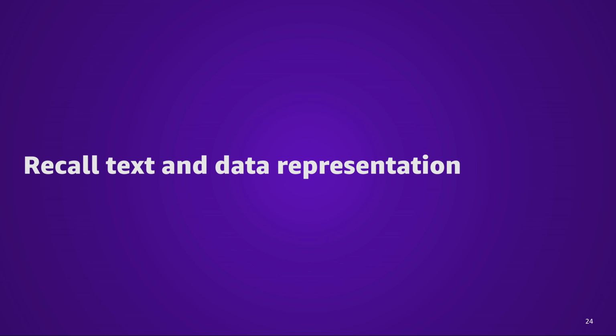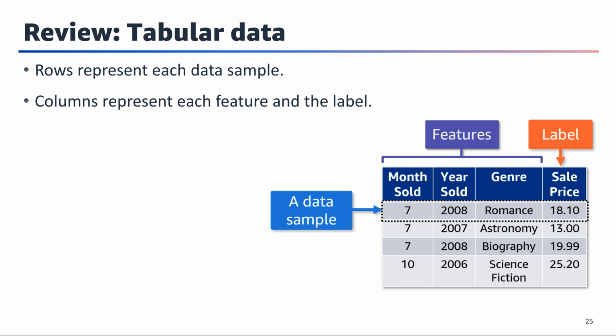Recall that text and data representation refers to the ability of machine learning models to effectively encode and process data in different forms. When tabular data is used in ML, the rows of the table represent each data sample. The columns represent each feature and the label. In this table, the features include month sold, year sold, and genre, while the label is the sale price. Each row is a data sample.